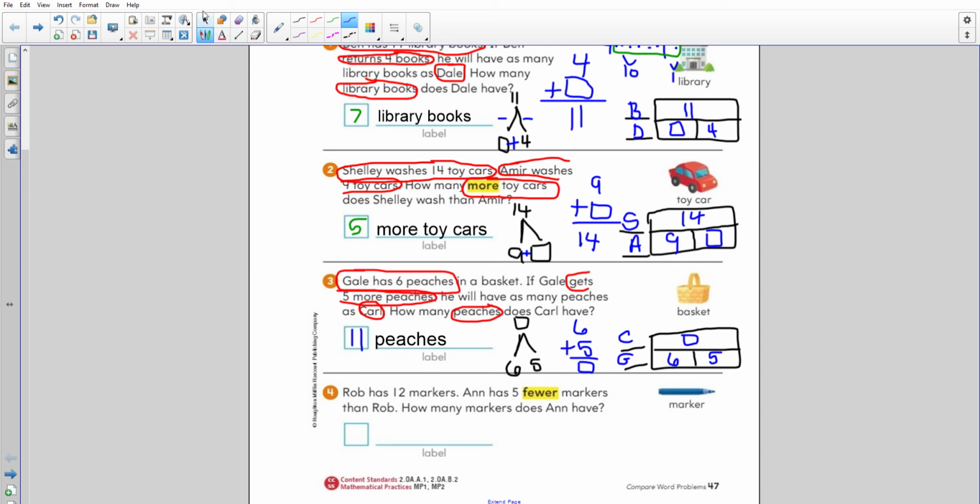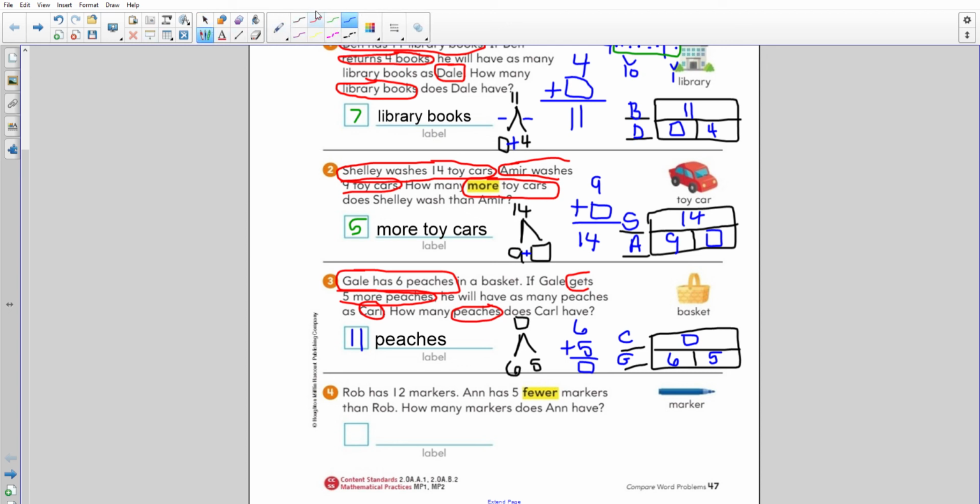Now, friends, remember, we're taking comparison bars, and we're only using them because we have 2 people that have the same thing, where one has more, one has fewer. Let's take a look at the next story problem. Rob has 12 markers. Ann has 5 fewer markers than Rob. How many markers does Ann have? Go ahead and pause the video and circle what you think the important information should be. And then come back and we'll take a look at what I circled for my important information.